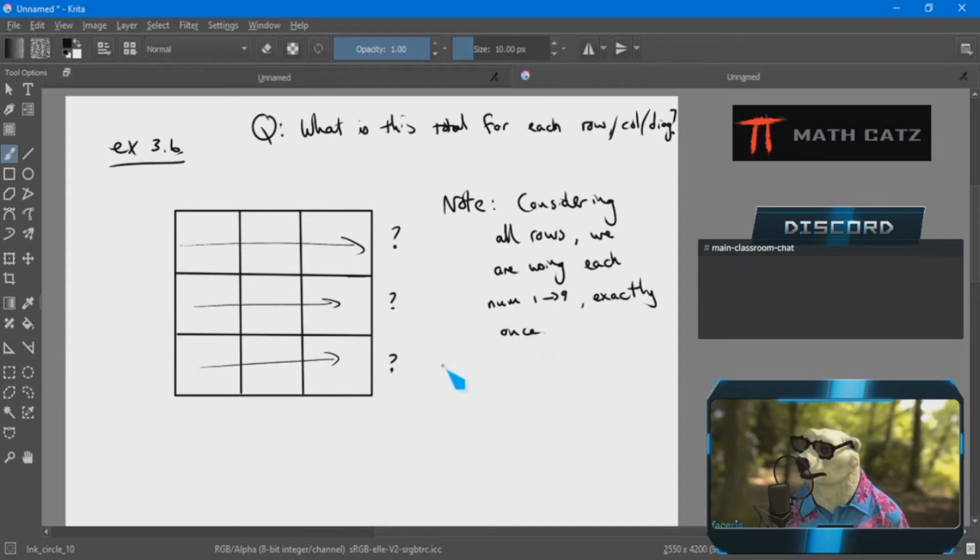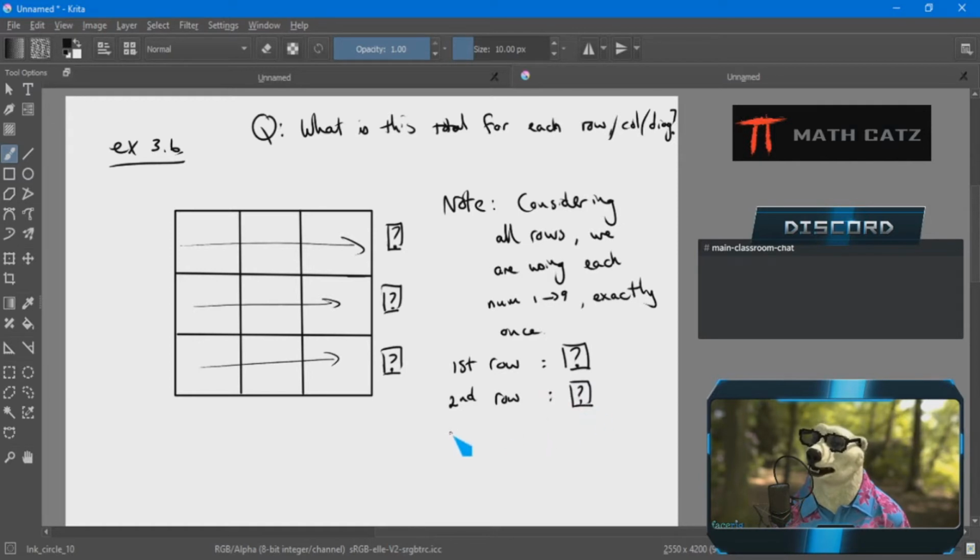Okay, so first row gives me a question mark. Let's put it in a box. That's my symbol for the answer, which I don't know what it is. Second row also gives me question mark in a box. Third row also gives me question mark in a box. And I'm trying to go slow enough to make sure everyone is following how we're doing this. I don't see any expressions or reactions, so I have to guess how fast I need to go.